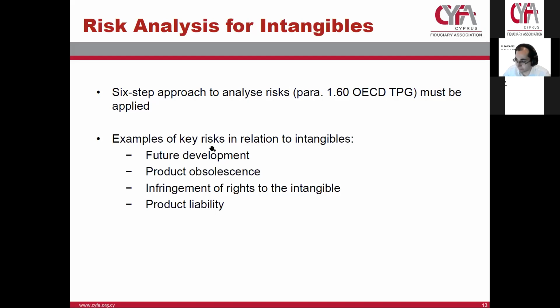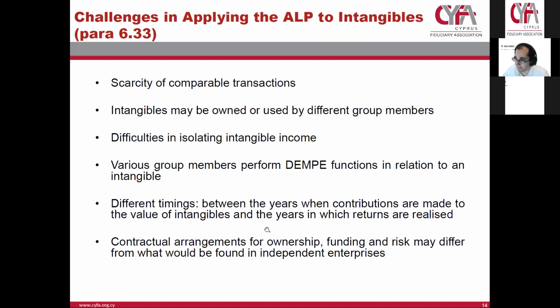So examples of key risks in relation to intangibles could be, for example, relating to the future development, product obsolescence, infringement of rights, and product liability. Now, of course, as we all realized already, applying the arm's length principle to intangibles has many challenges. One of them, of course, is the scarcity of comparable transactions. So it's difficult to find patents, to find license agreements that have the same terms that apply to the same intangibles.